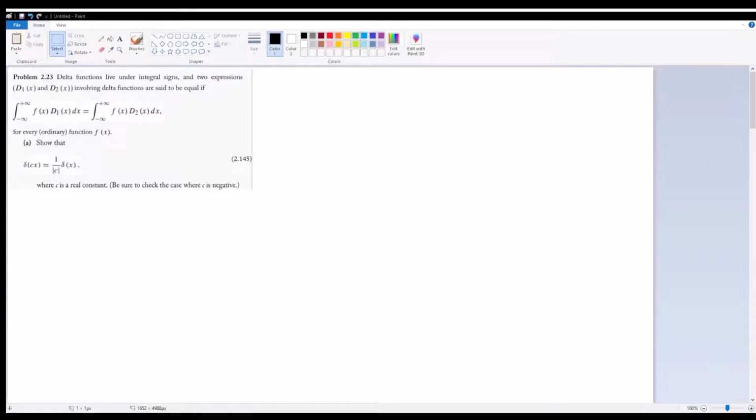Okay, so in 2.23, we're given the statement that given two delta functions, d1 and d2, they are equal, assuming that these two equations are equal. So when applying an integral from negative infinity to infinity of some well-behaved function f of x multiplied by this delta function, if this is equal to the same thing with delta 2, then delta 1 necessarily has to be equivalent to delta 2. And in part A, we are asked to show that this is true.